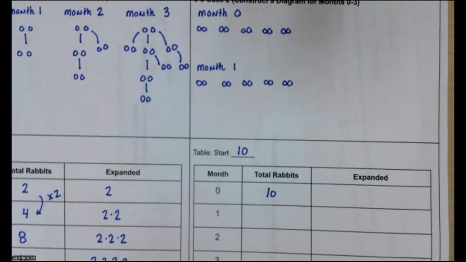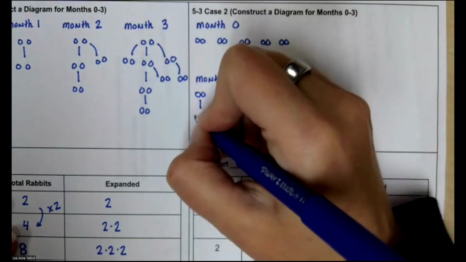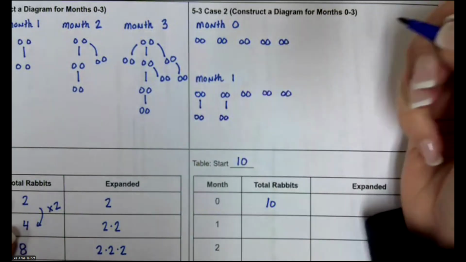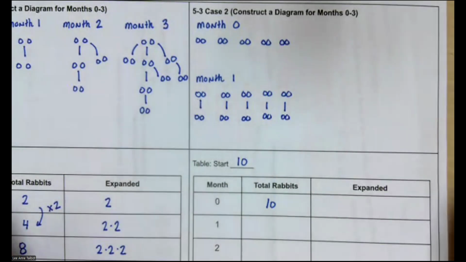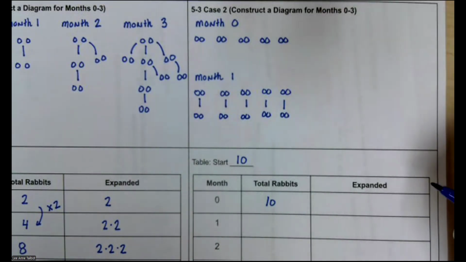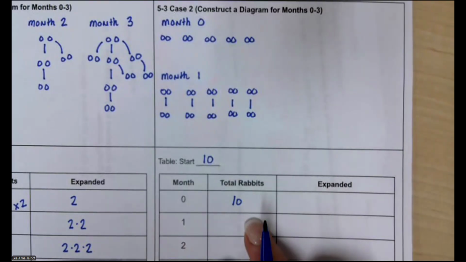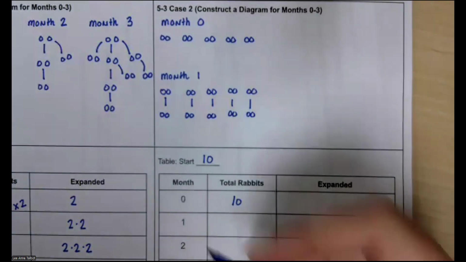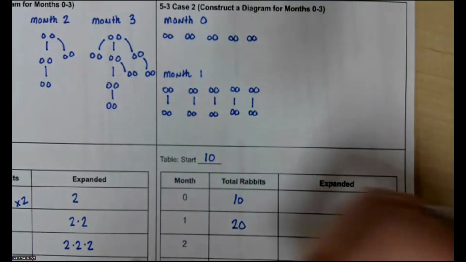Okay, month 1. There's my original 10 from month 0. And these 2 have 2 babies. And these 2 have 2 babies. And these 2. And these 2. And these 2. Okay. So how many babies are there total in month 1? 20. Okay, and here's my question. What's the multiplier? Times 2.